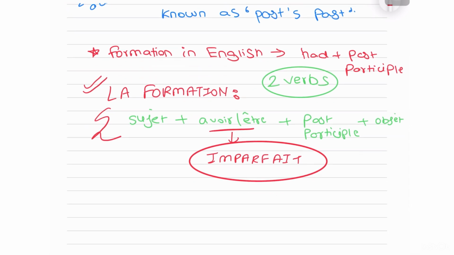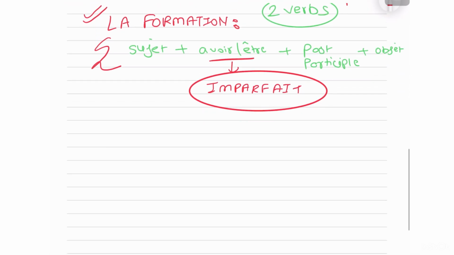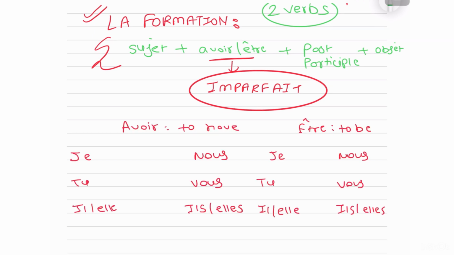Okay, starting with the helping verb, I'll just give you the conjugation over here to make things easier for you. We conjugate avoir with nous, that is your avons, right? According to the rule, you cut off the ons and then add your imparfait endings. So it becomes j'avais, tu avais, il avait, nous avions, vous aviez, and I'll write it over here, il avait.